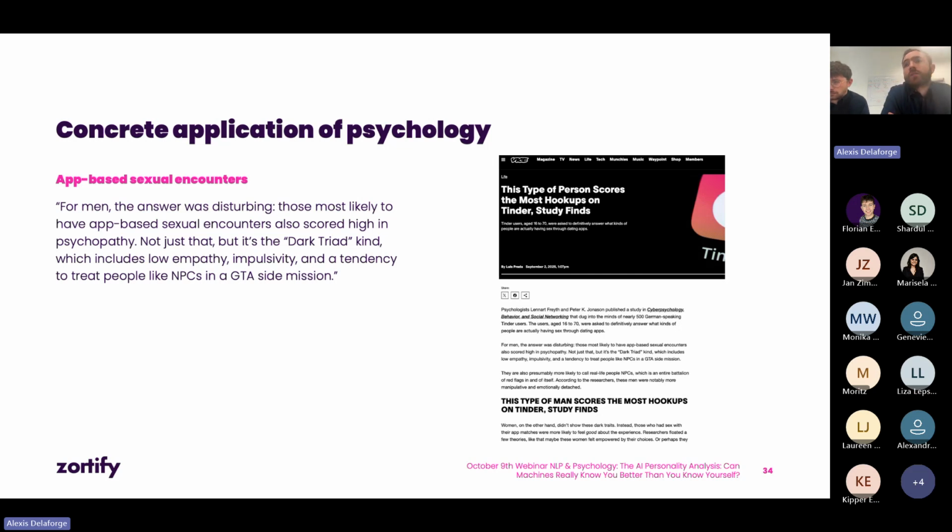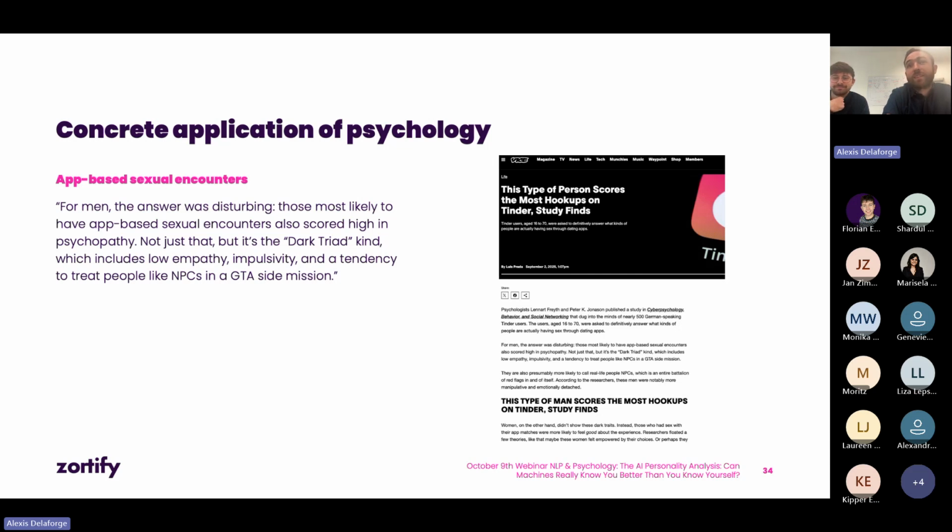So here on dating apps, Tinder and all of those things alike, there was an analysis done on the dark triad to measure the narcissism, the Machiavellianism, and the psychopathy of people using those applications. And it was shown that for men using those applications, if they show a high score in psychopathy, they are more likely to have app-based sexual encounters. So as I said, I don't know what to do with that.